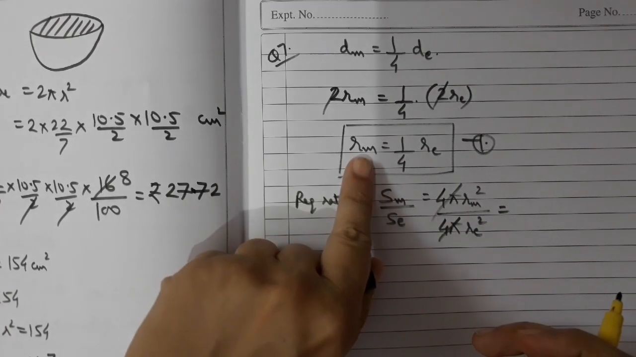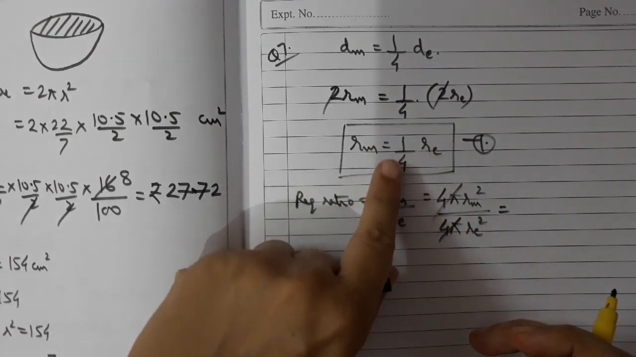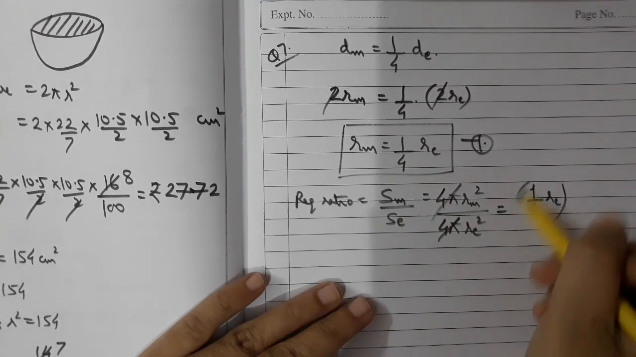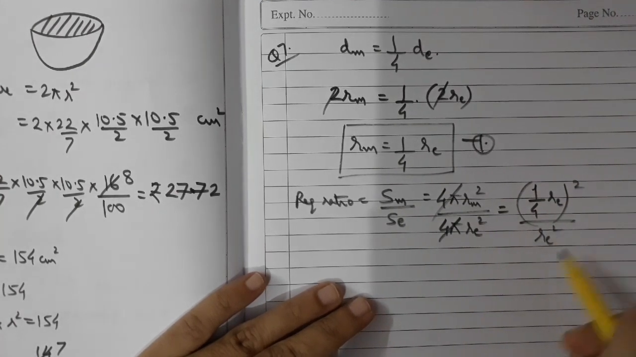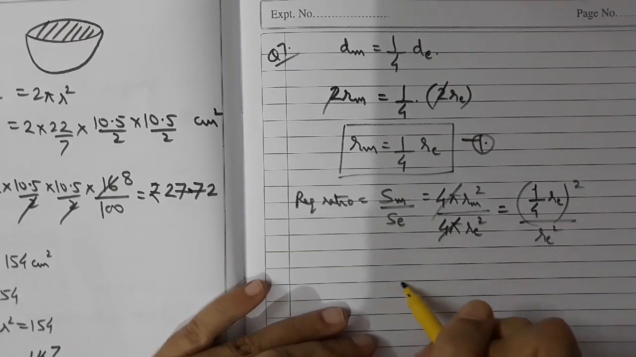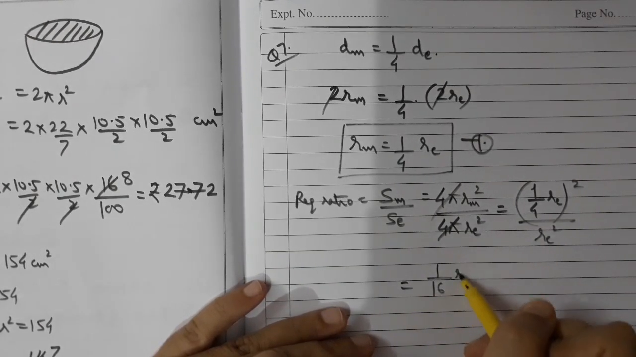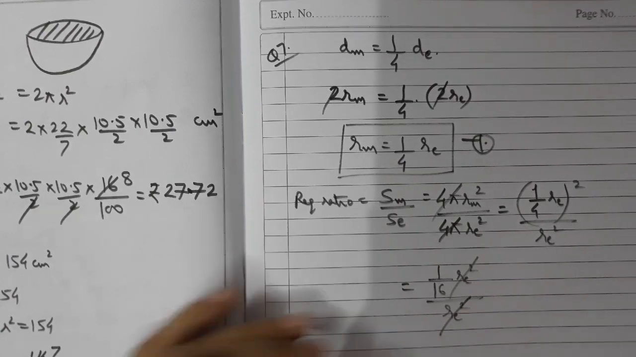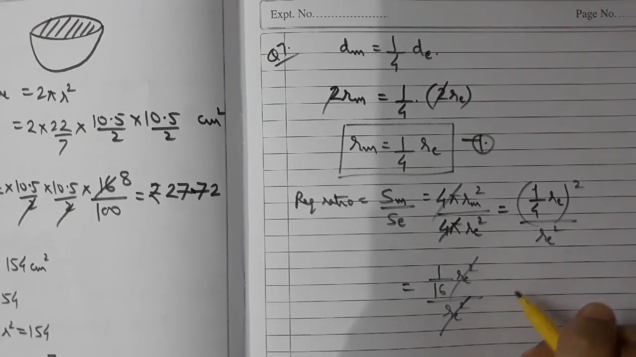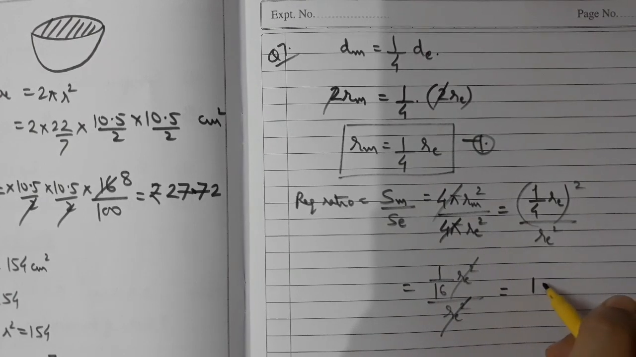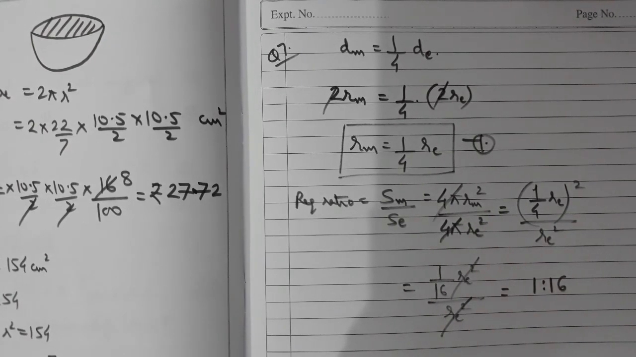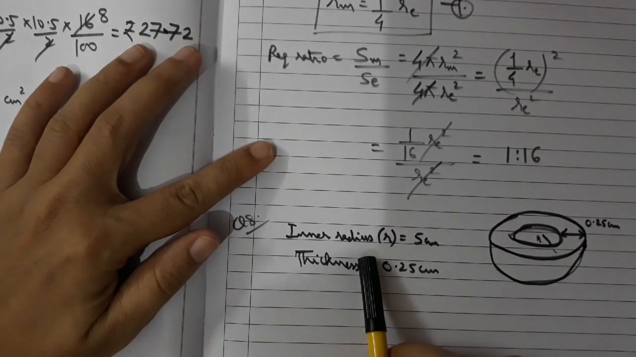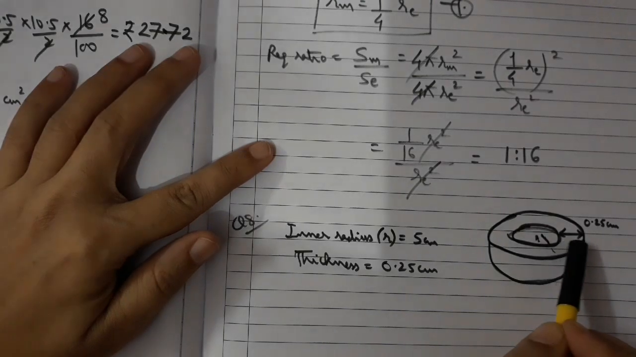But from equation 1, what is the value of rm? It is 1/4 of re. So we write 1 by 4 re whole square upon re square. Let us simplify this. So this comes out to be 1 upon 16 re square upon re square. So re square and re square get cancelled and this comes out to be 1 upon 16. So the required ratio is 1:16.